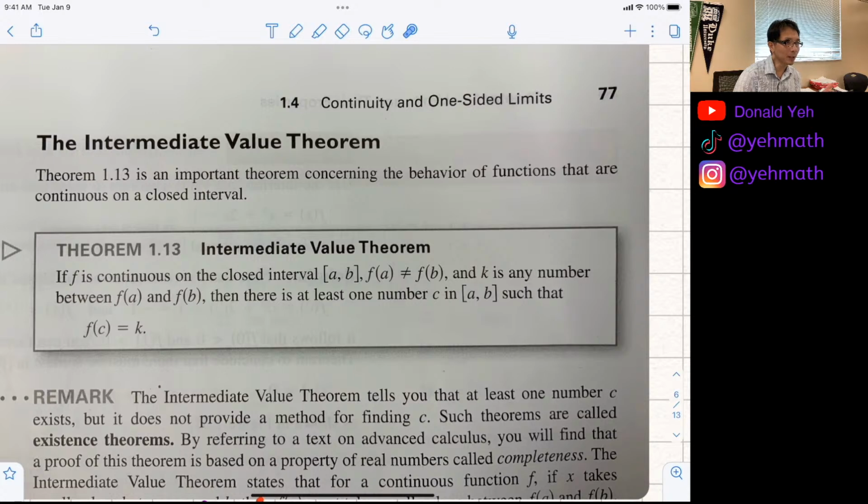if you read this theorem, it's going to read like gibberish to you because it says if f is continuous on closed interval, bracket a to bracket b, which is closed interval, that means including a and b, f of a does not equal f of b, and k is any number between f of a and f of b, then there is at least one number c in a and b bracket such that f of c is equal to k. How many of you guys actually can understand the statement? If you can, there's a future for you in math.